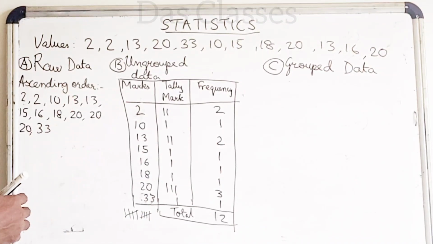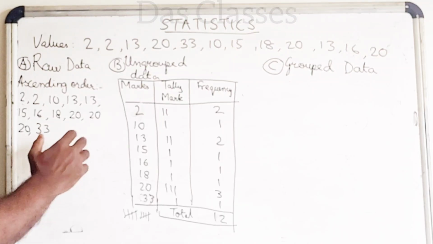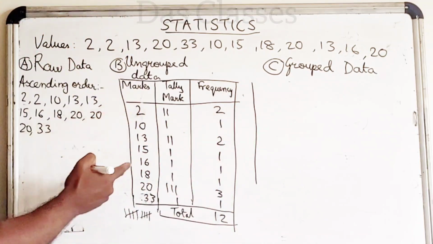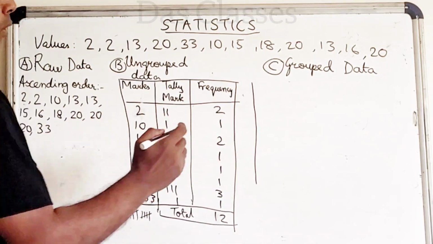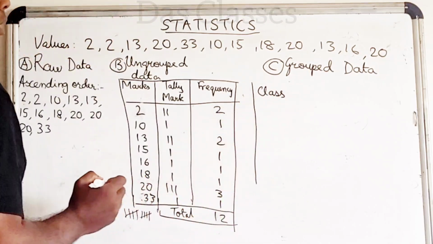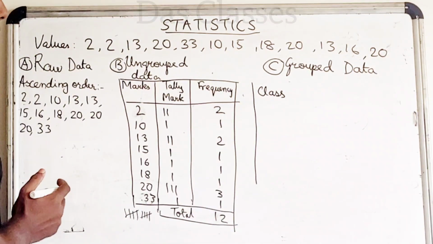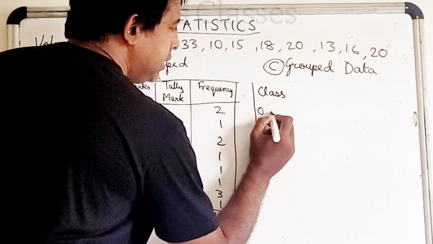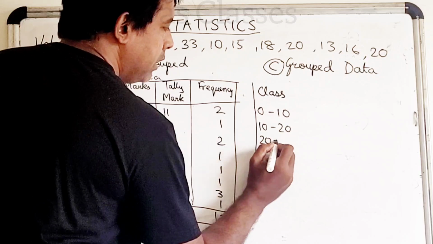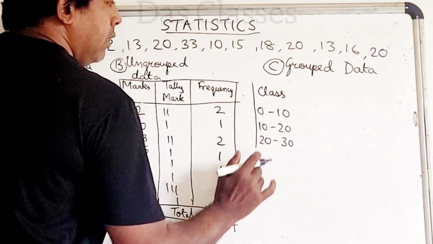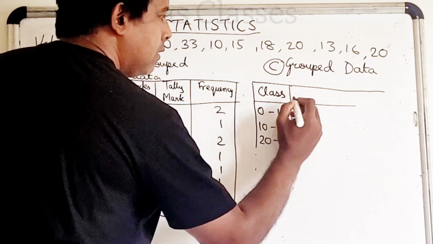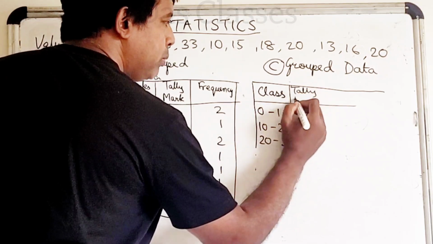In the case of grouped data, we don't take individual values, we have to consider a group. That group is called a class. So now let's consider the classes in this example. Suppose we consider the classes 0 to 10, 10 to 20, 20 to 30. Again, the tally marks would be as follows.